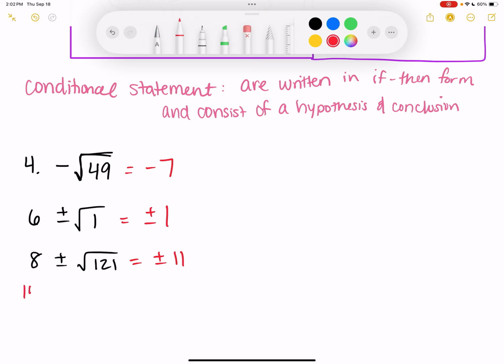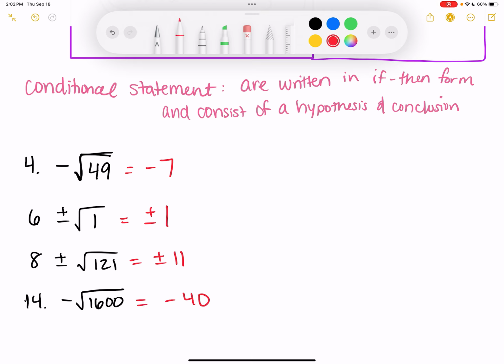How about 14? Negative square root of 1600. Any guesses? 80. 800. Negative 80. 400. Negative 800. You're closer. Negative 400. What'd you say, Drew? Negative 400. Nope. Negative 40. Yes. I'm so smart.